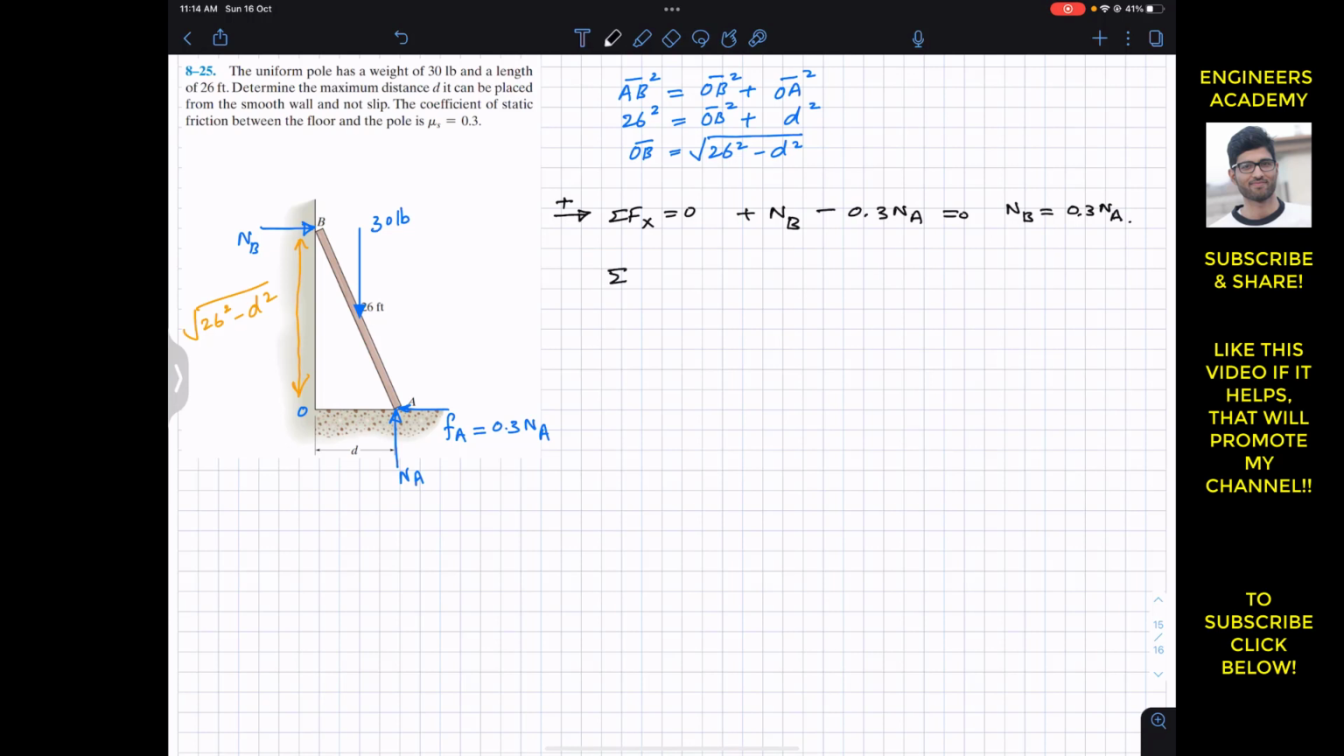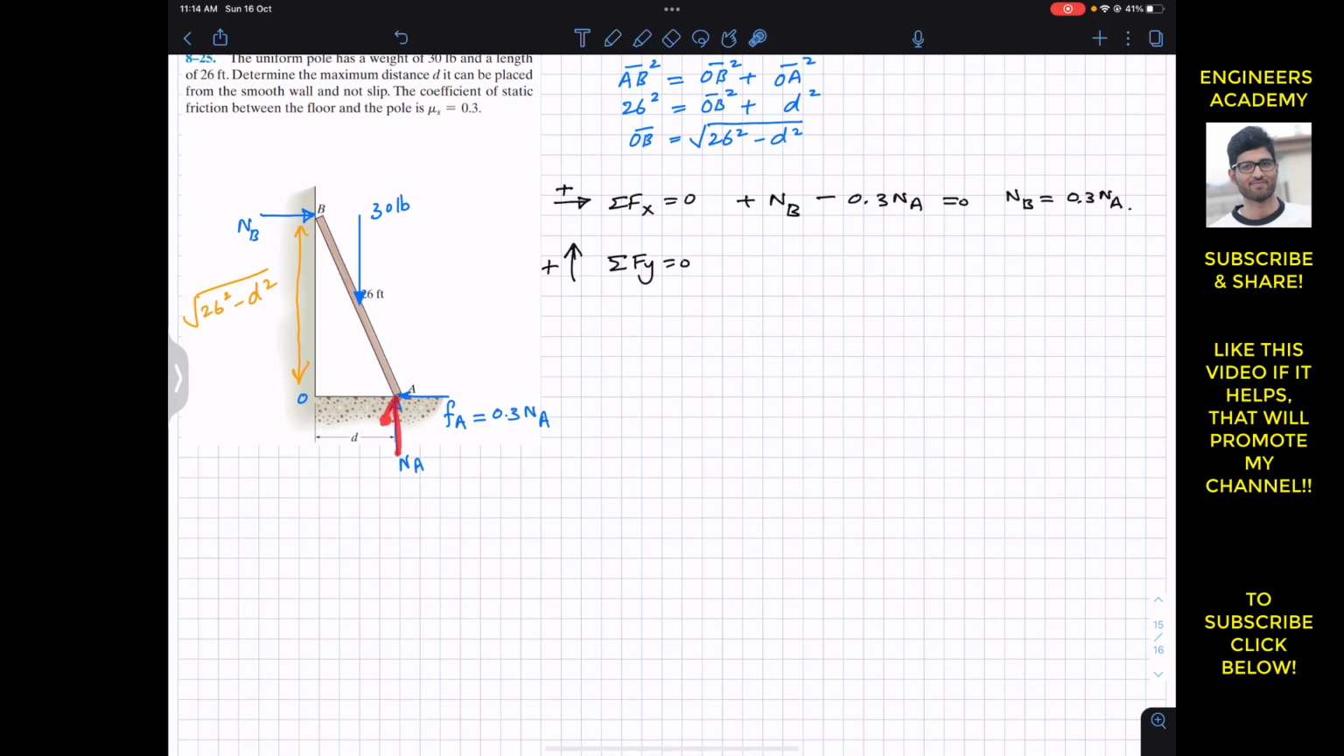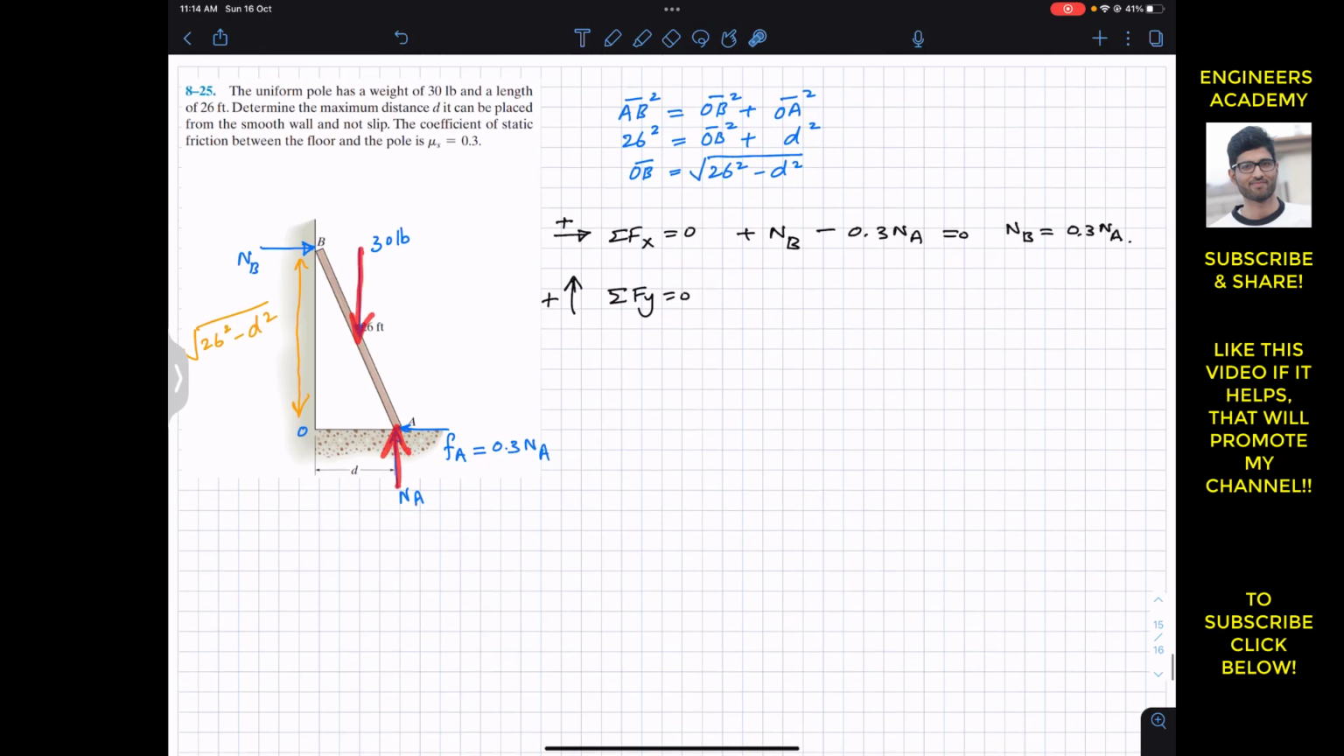And then the summation of forces along y must be equal to 0. The upward direction is considered to be positive. As we can see, this Na is acting in the positive y direction, and this weight is acting in the negative y. So we will have plus Na minus 30, and this is equal to 0. And we can say that Na is equal to 30 pounds.